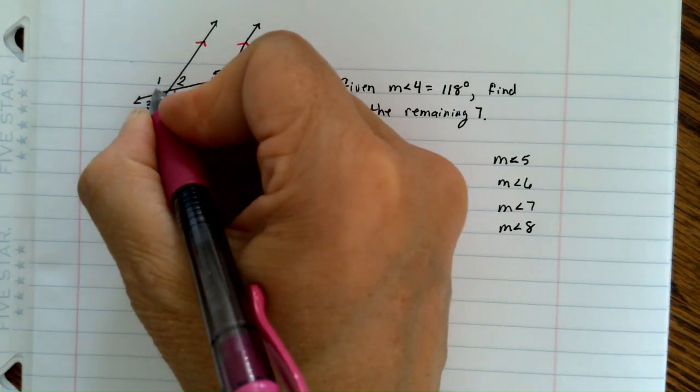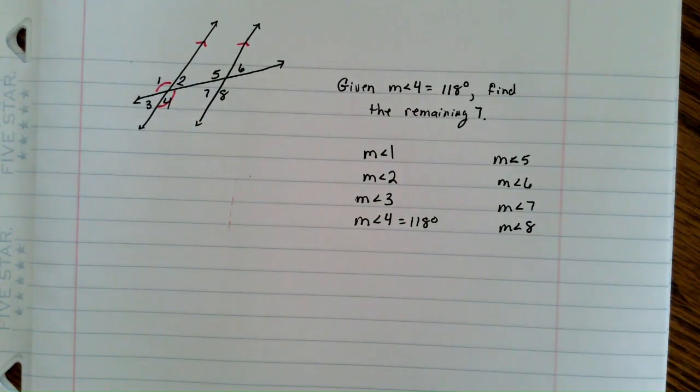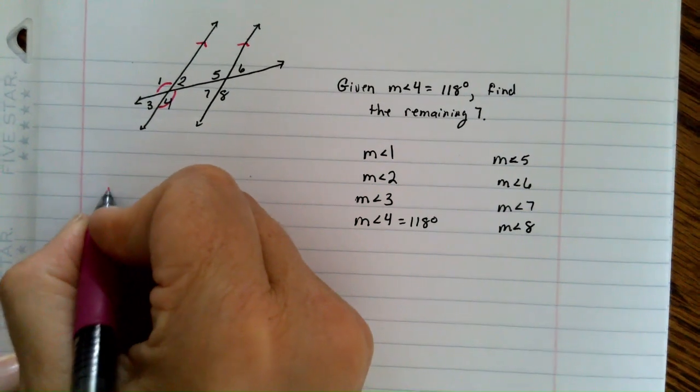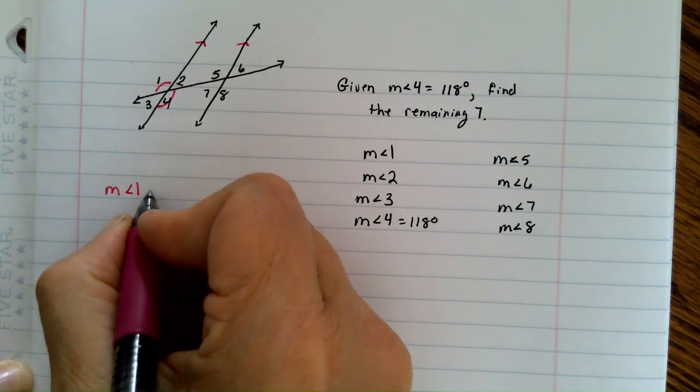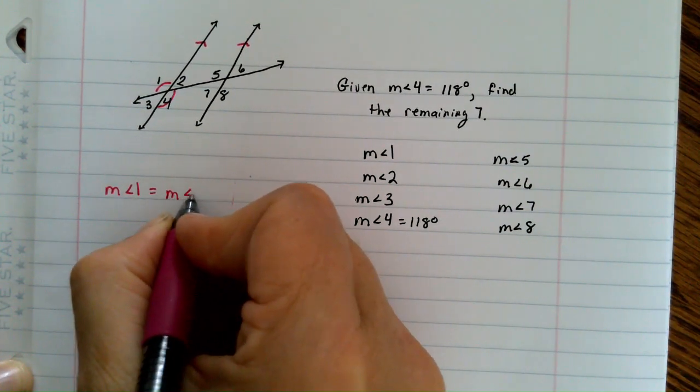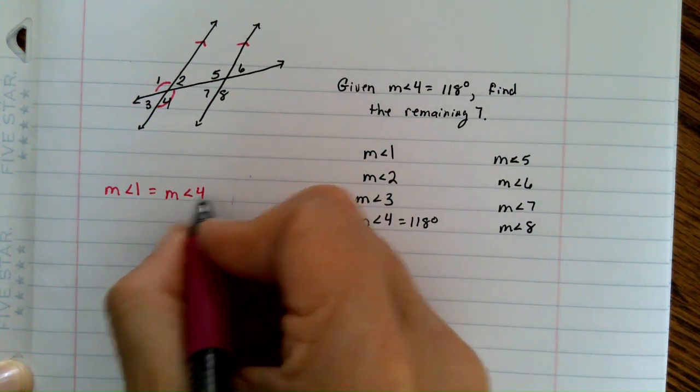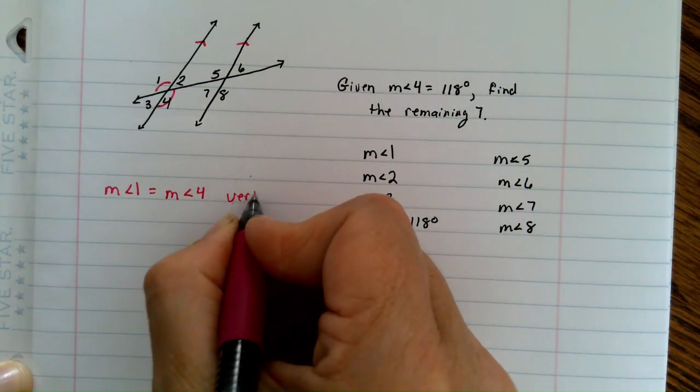Okay, so how does angle 4 compare to angle 1? If you said they were vertical angles, you would be correct. So they're equal because of vertical angles.